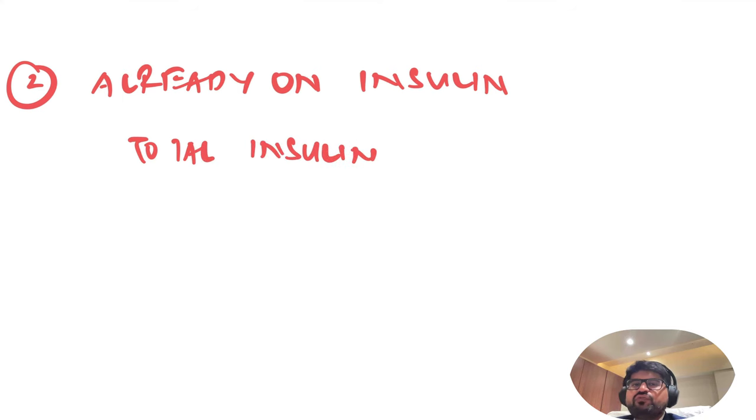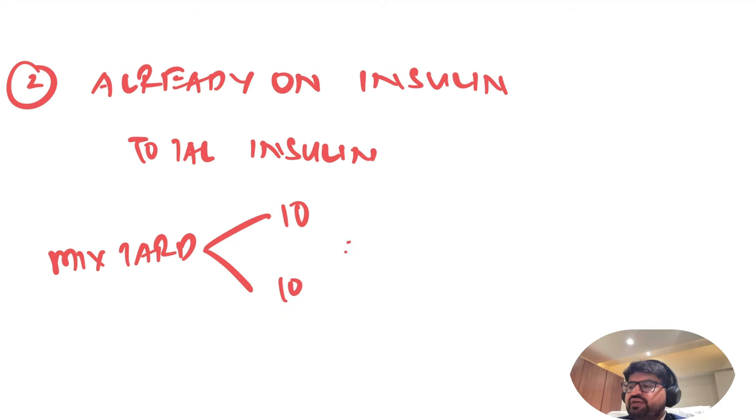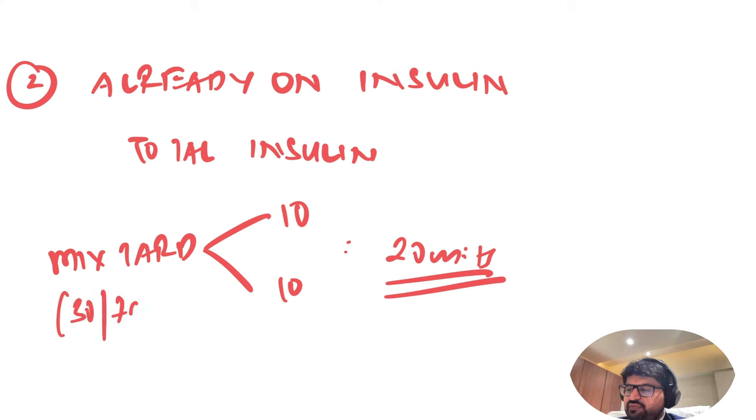The second situation could be that the patient was already on insulin. If the patient was already on insulin before being admitted, you don't really do anything. You calculate the total insulin dose which the patient was taking. Very simple, right? Let's say the patient was on Mixtard, 10 units in the morning, 10 units in the evening. So he's receiving a total of 20 units of Mixtard. Now remember, this is fixed at 30-70, for example. So if it's fixed at 30-70, 70% is basal and 30% is bolus, right?